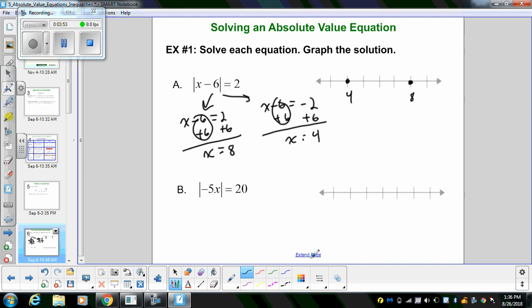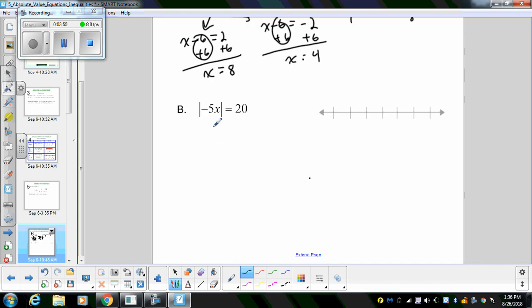Alright, so let's solve the next one. Again, with absolute value, it means you have two separate equations. The negative 5x sign never changes, so it stays negative 5x. In the first equation, the constant on the right side doesn't change, but in the second equation, the constant on the right side changes to a negative. And then you just solve it.